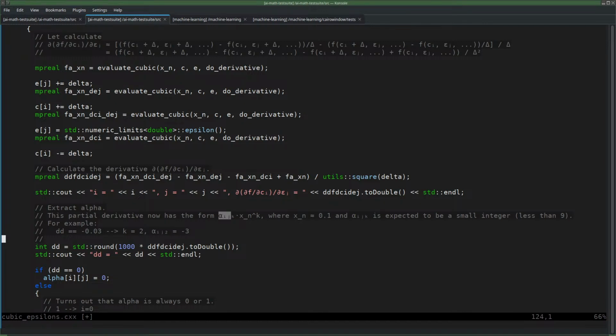And the i and the j are just the things that we use to take the partial derivatives with respect to. And the question now is how to extract k and then how to extract the alpha, because you have to assign the alpha. Well, I would say if you take the logarithm of that and then round it, you probably get k or something.